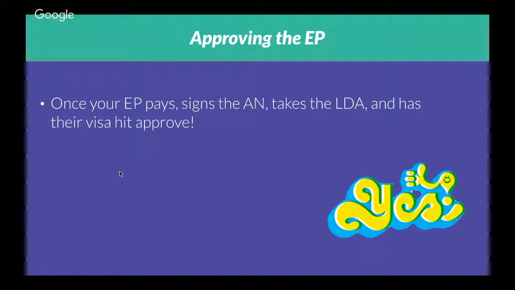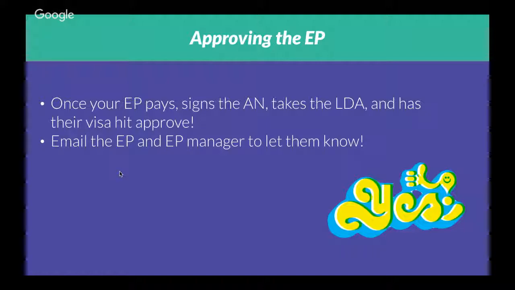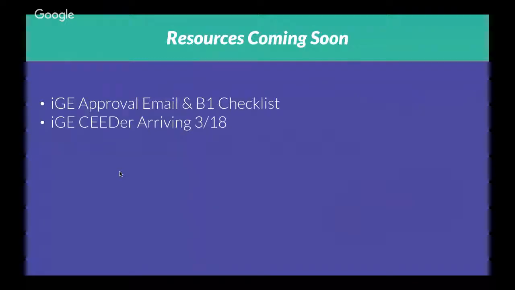And finally, once your EP pays, they have the visa, they sign the acceptance note, take the LDA, we can hit approve. We can email the EP and the EP manager to let them know you've gotten your approval. And some more resources for you are coming soon that are in progress. So we'll have the iGE approval email template and a B1 checklist released probably by next week, and an iGE seeder who is arriving this weekend to help us with iGE and IR and developing the product.